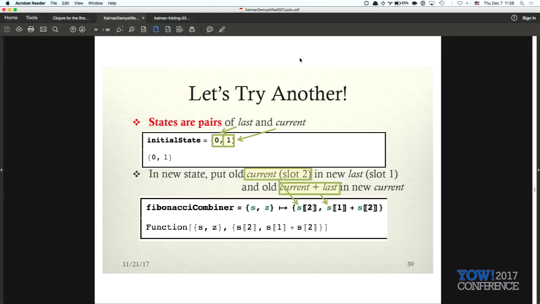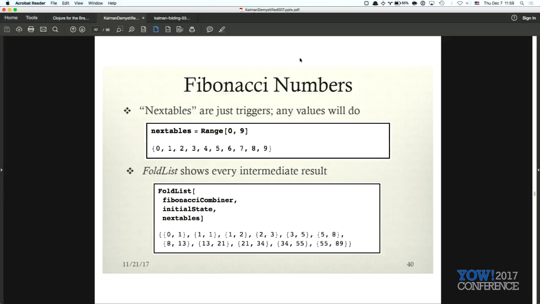I'm going to take the old current and put it in the new last. And I'm going to take the old current plus the old last and put it in the new current. And of course, that's the Fibonacci sequence. I gave the joke away already by giving this function a name, Fibonacci combiner. But we get to put it in a fold. I just put that function with an initial state of 0 and 1, and then the nextables in this case is just a list of 9 numbers. It doesn't matter what they are because the function ignores them.